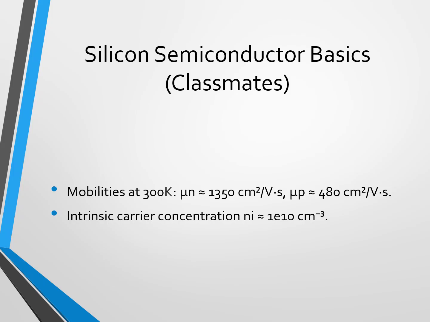The intrinsic carrier concentration of silicon at 300 Kelvin is about 1 times 10 to the 10 carriers per cubic centimeter, which is extremely low. To give perspective, pure water contains more ions than that. That's why pure silicon is almost an insulator. It just doesn't have many carriers. These basic values help us calculate conductivity and show why doping is essential in electronic devices.